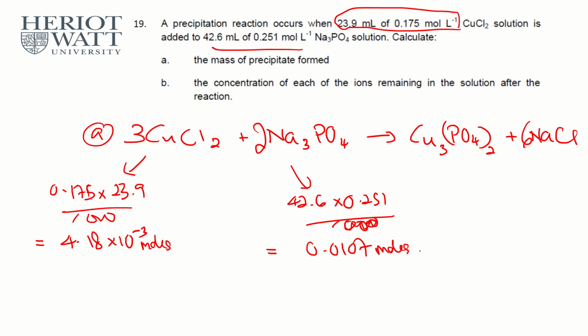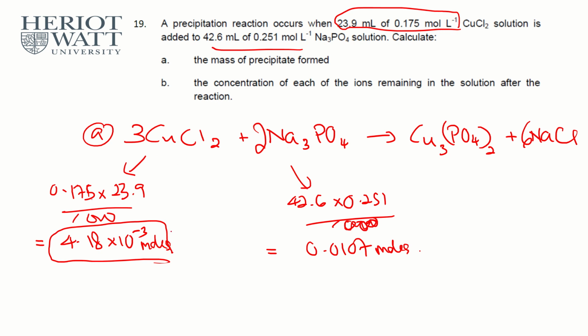Okay, and once we got the mole for both sides, next, we're going to take the smaller one, which is this. Right? So if I have 4.18, it's up to you guys. You want to take a bigger one, that's up to you. But my way, I will take the smaller one. So I have 4.18 times 10 to the power of negative 3 moles of copper chloride.